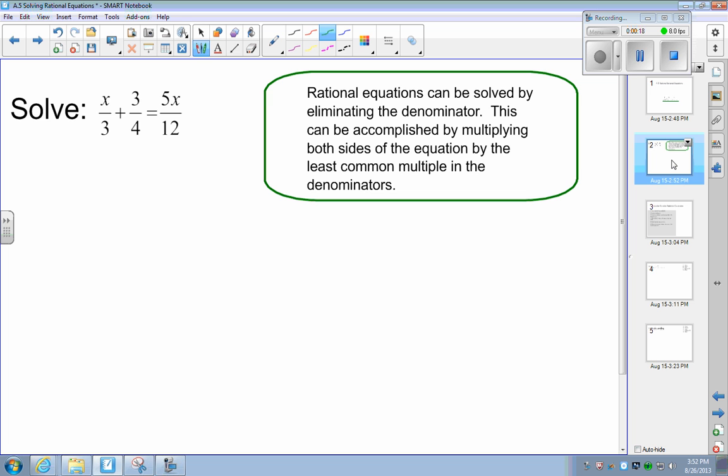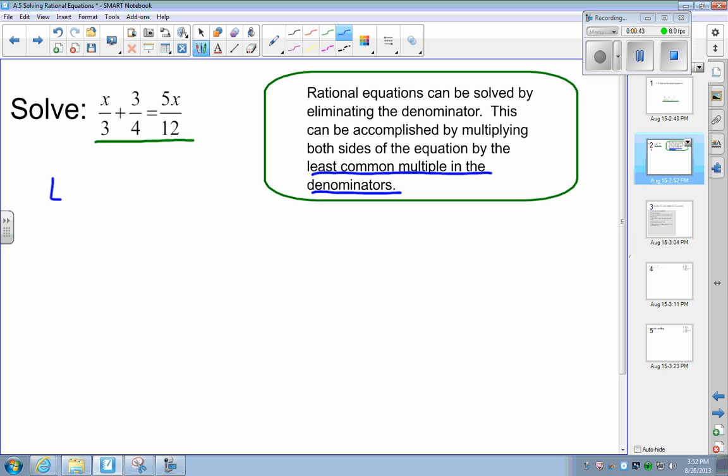So let's start off with something a little bit more basic. How would we solve a rational equation like this? Well, it says right here, rational equations can be solved by eliminating the denominator. This can be accomplished by multiplying both sides of the equation by the least common multiple in the denominators. Okay, so least common multiple in the denominators. Let's go ahead and figure that out.